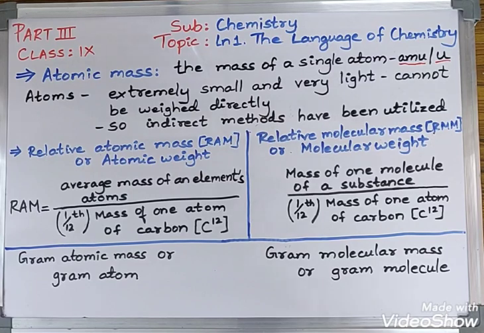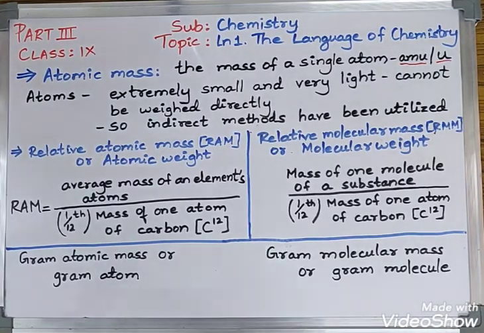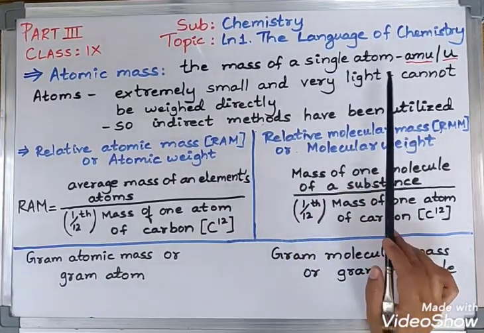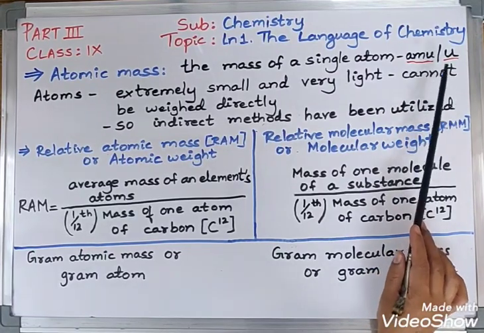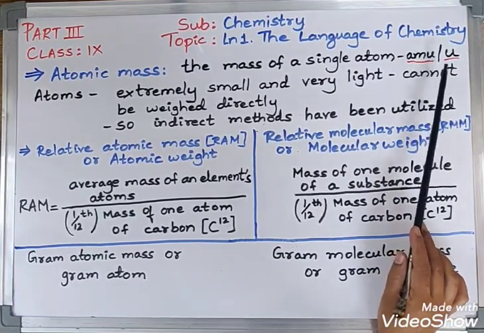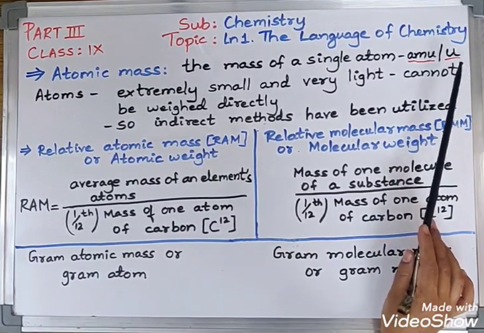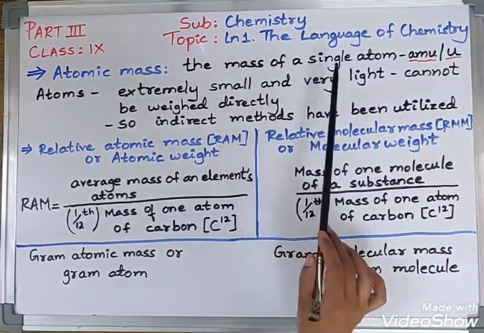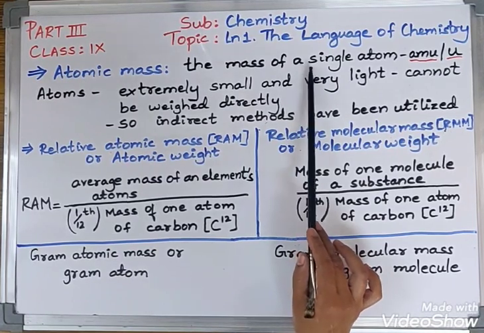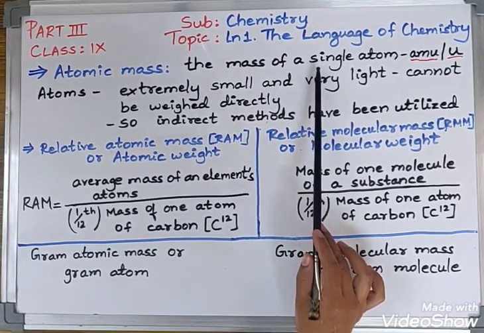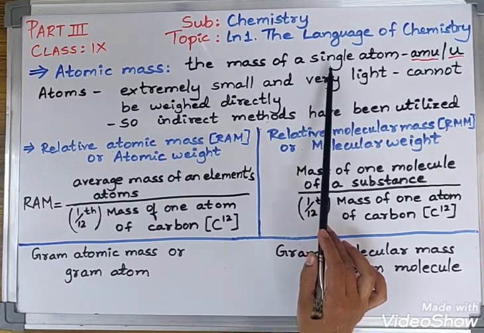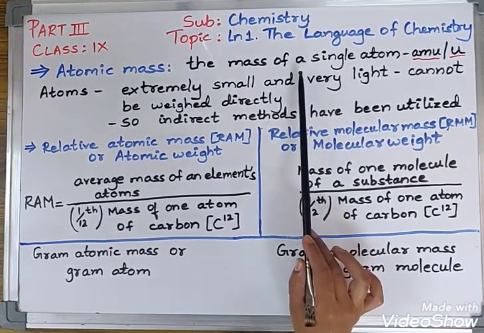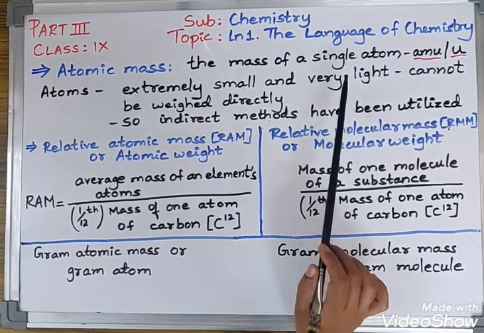Now let us come to what is meant by atomic mass. Atomic mass is the mass of a single atom which is measured with the unit AMU or just U. AMU stands for atomic mass unit. U means unified atomic mass unit, which is what we are using recently. Now when we say mass of a single atom, here we take the mass of protons and neutrons because the mass of electrons is very negligible. So we will know that atomic mass is nothing but the mass of the neutrons and protons in an atom.